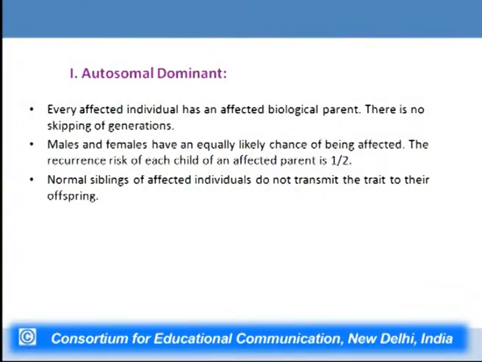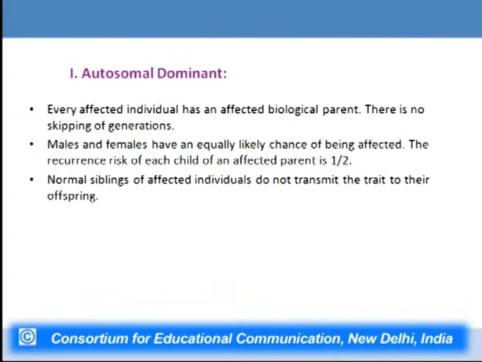So, in autosomal dominant inheritance, every affected individual has an affected biological parent. Secondly, there is no skipping of generations. That means this particular trait will be seen in all the generations. Males and females would have an equally likely chance of being affected with this particular trait. There would not be any differentiation between males and females because it is not linked to any of the sex chromosomes. Instead, it is linked to autosomes.